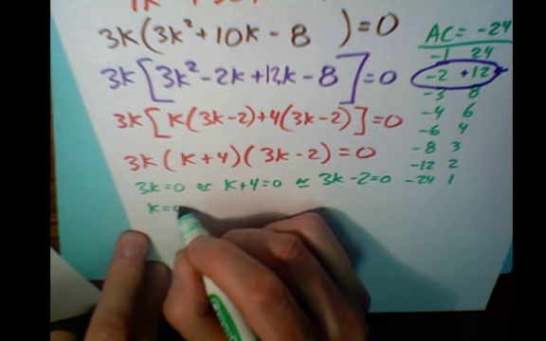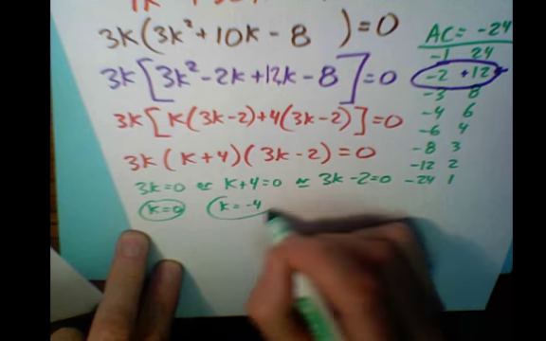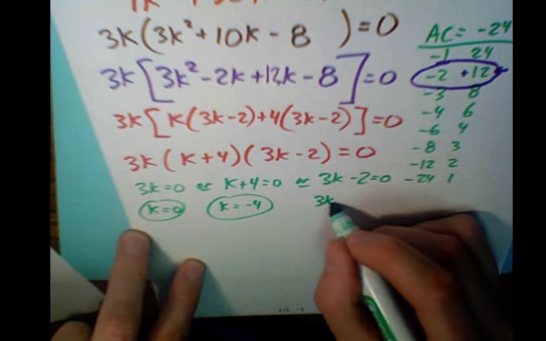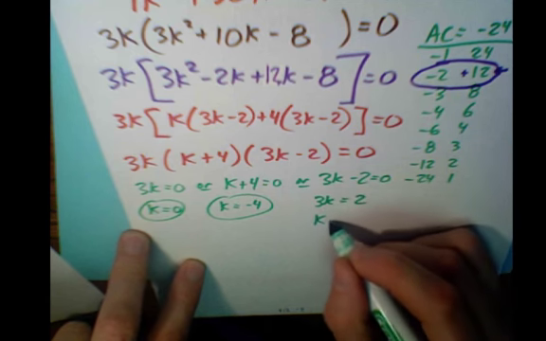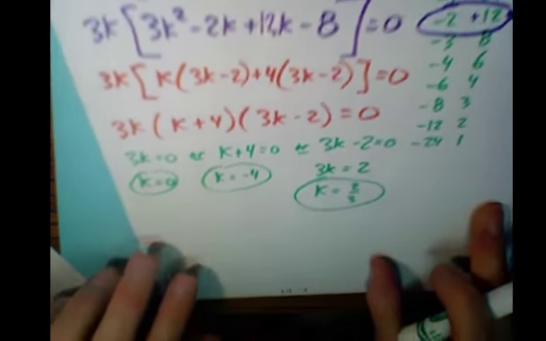This one we get k equals 0. Here we get k equals negative 4. And here we get 3k equals 2, or k equals 2/3. And this is our final answer for this problem.